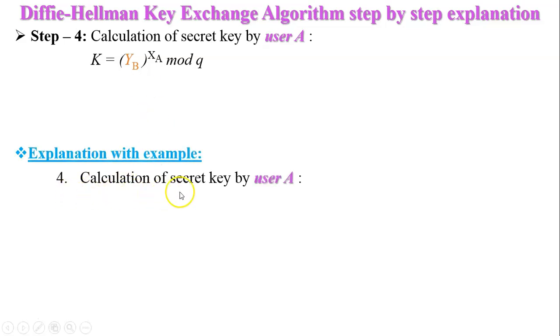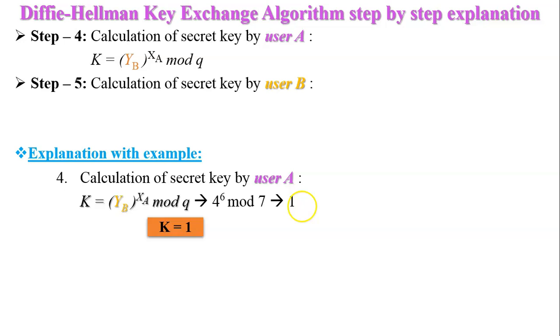Now see, calculation of secret key by user A. As per example, here the value of YB we have already calculated in step number 3. So for XA value is 6 mod 7, it means K is equal to 1.